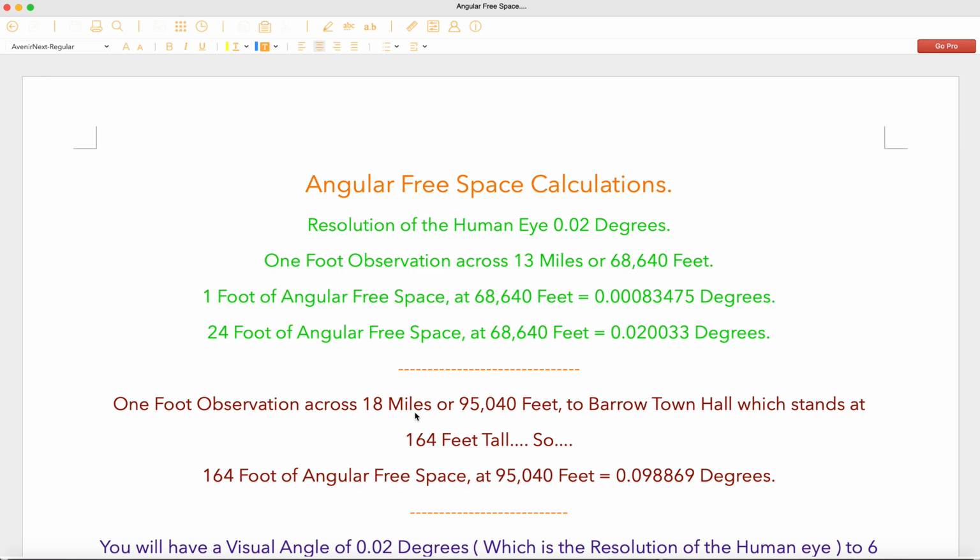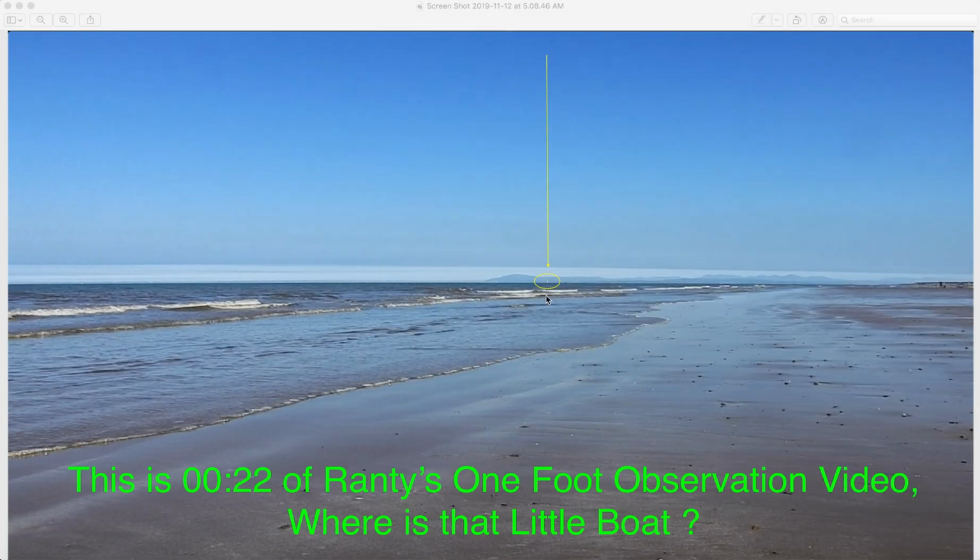Now, when he's looking across the 18 miles, or 95,040 feet, the Barrow Town Hall, which stands at 164 feet tall, 164 foot of angular free space at 95,040 feet is 0.09889 degrees. So he will be able to see the majority of the tower because the tower is so high, 164 feet, like 50 meters. It may not be resolvable here, but his own eye can see the tower across the way there.